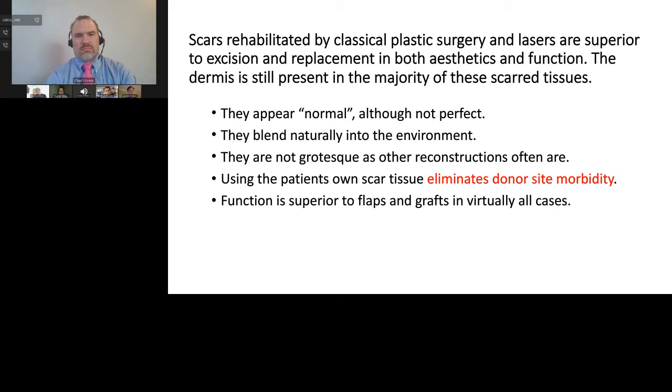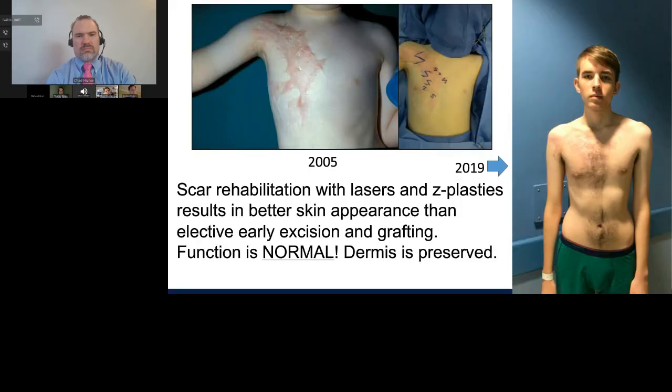They appear normal, although they're not perfect. They blend. They're not grotesque. And by using the patient's own scar tissue, it essentially eliminates donor site morbidity. And the function is superior to flaps and grafts in virtually all cases. If we look at this young man who was treated with lasers and tissue rearrangement, and then look at the video, you will see that his function is essentially normal because the dermis is preserved.